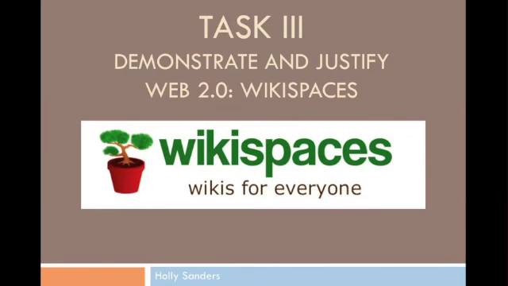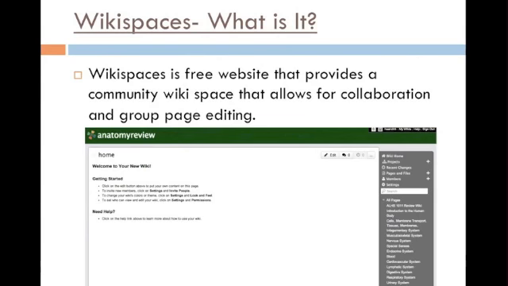This is a Demonstrate and Justify assignment in which I want to demonstrate and justify a Web 2.0 site called Wikispaces. Basically, Wikispaces is a free website that provides a community Wikispace that allows for collaboration and group page editing. As you can see below, there's an example of the Wikispace I created completing my Task 2 assignment.